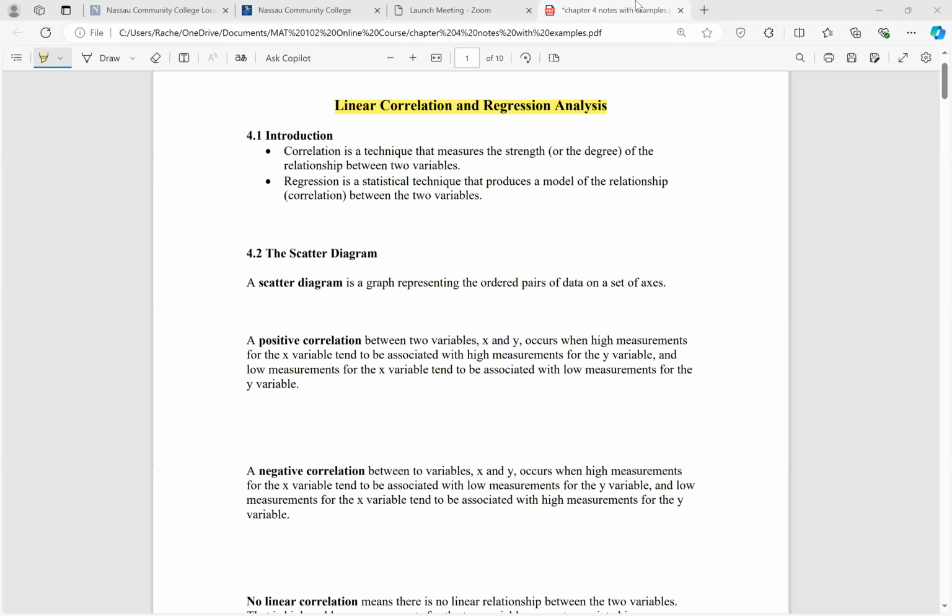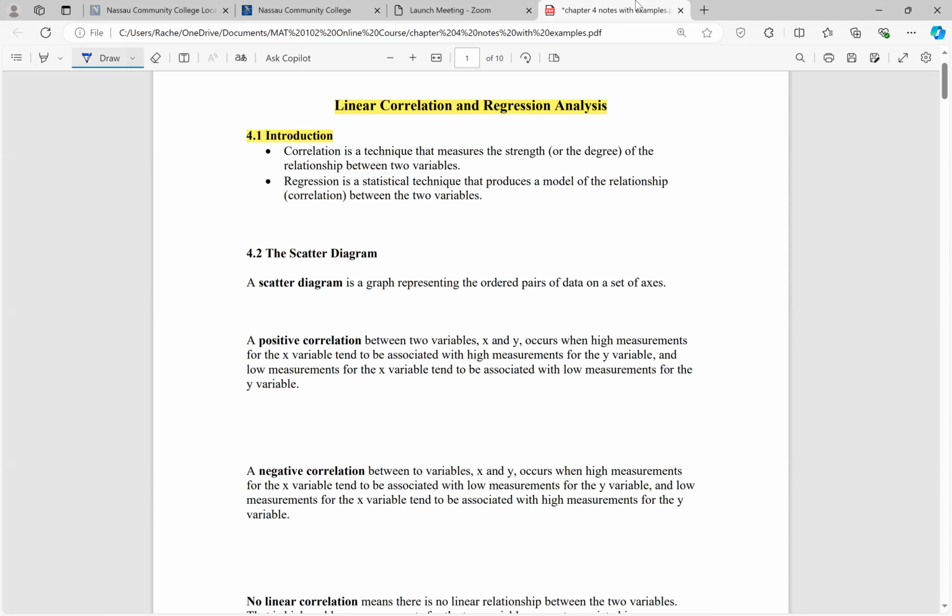Hey everyone. In this lesson, we're going to start chapter 4, linear correlation and regression analysis. And we're going to cover 4.1, which is an intro, and then 4.2, which is going to introduce the scatter diagram. So as far as the introduction goes, not much. Really, the main idea is that this chapter is going to cover two things, correlation and then regression. So we're going to start with correlation.